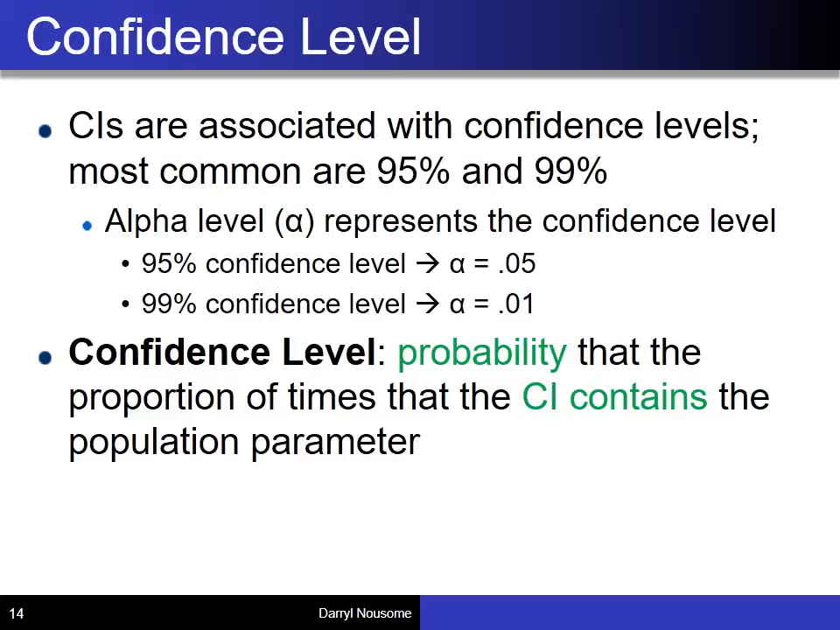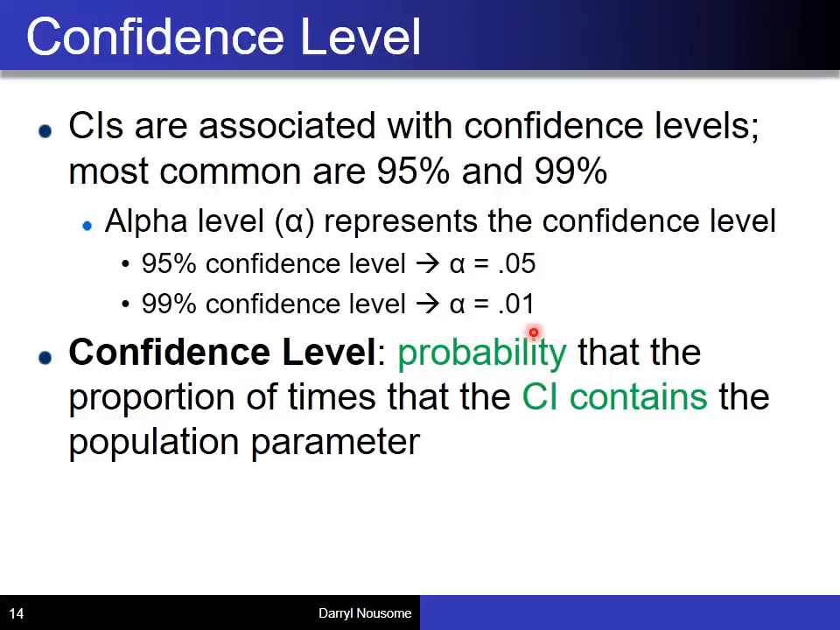Confidence intervals are associated with confidence levels. The most commonly used in social sciences and health behavior studies are 95% and 99%. Our alpha level, given here in Greek notation, is related to our confidence level. A 95% confidence level corresponds to an alpha of 0.05, or 5% alpha, and a 99% confidence level corresponds to an alpha of 0.01, or 1% alpha.